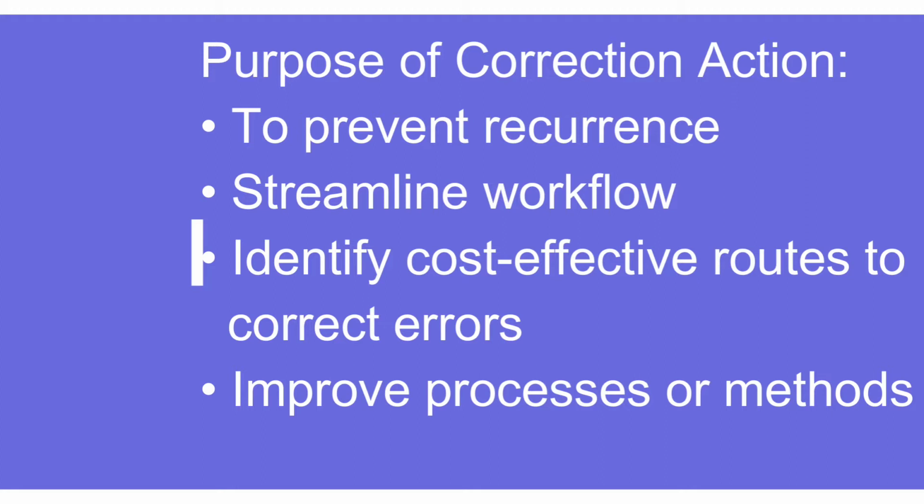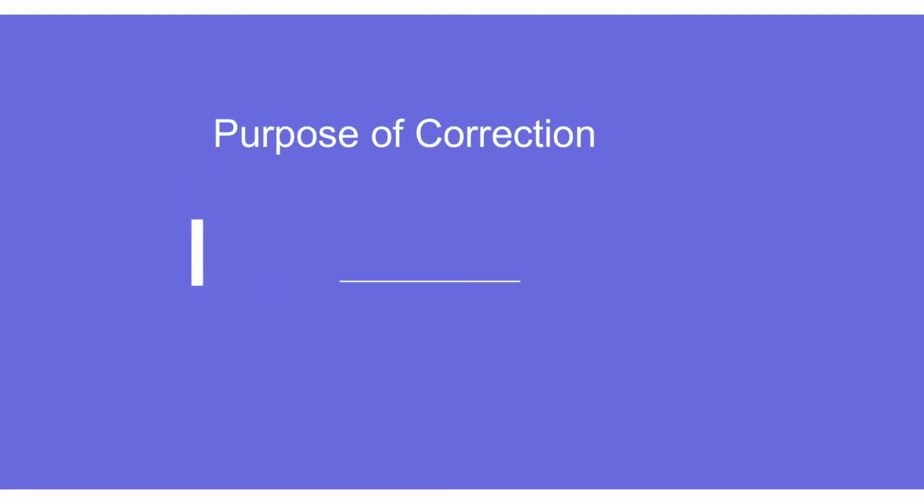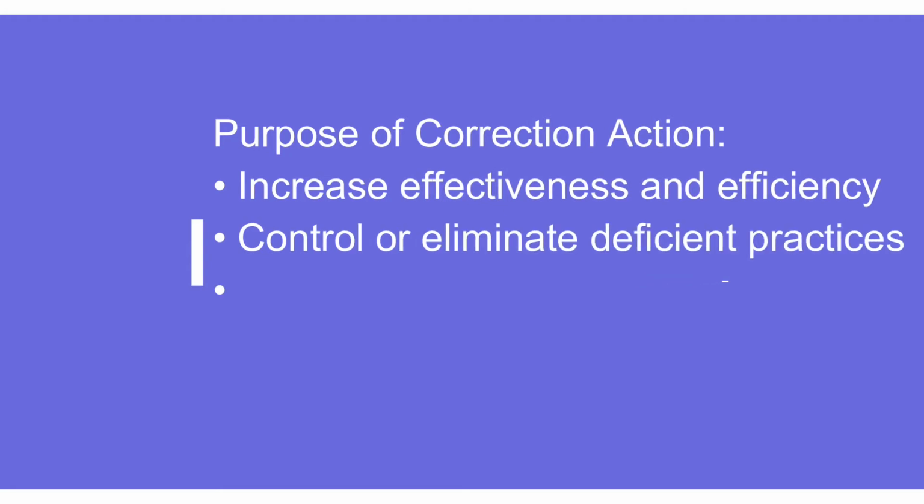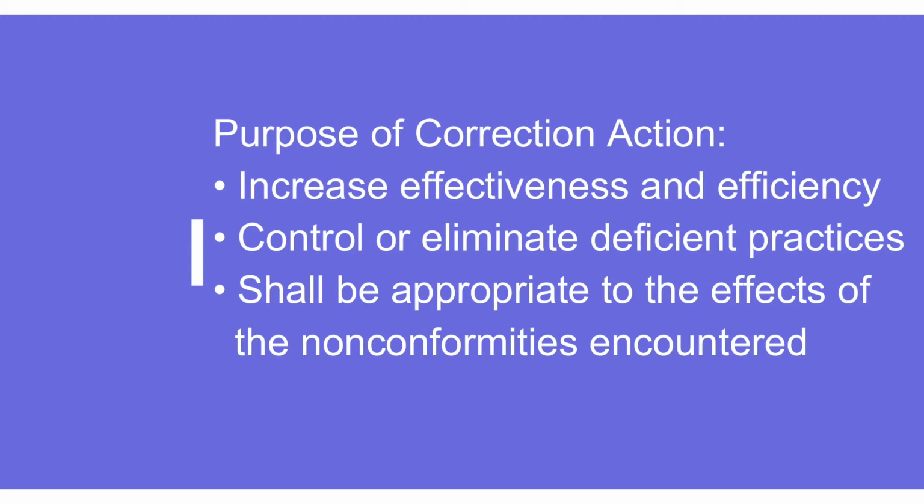The next one is it should also improve the manufacturing processes or the method that we are following. And certainly it's very important that whenever we are taking any corrective action, it should lead to improvement in the effectiveness and efficiency of the processes. Then it should help to eliminate or control the wrong practices which were happening earlier so that things can be taken care of earlier. And lastly, and very important, it should make sure that the actions we are taking are appropriate to the non-conformities that are coming.